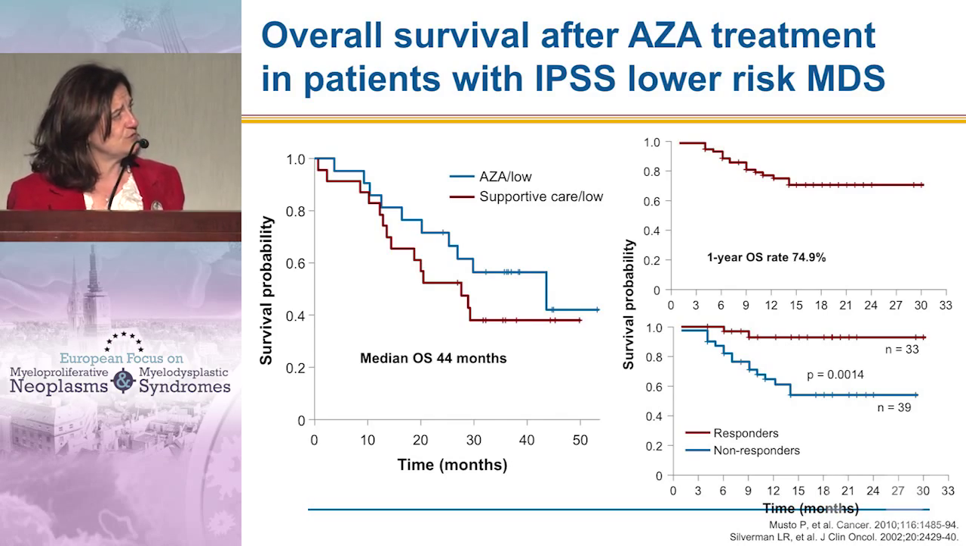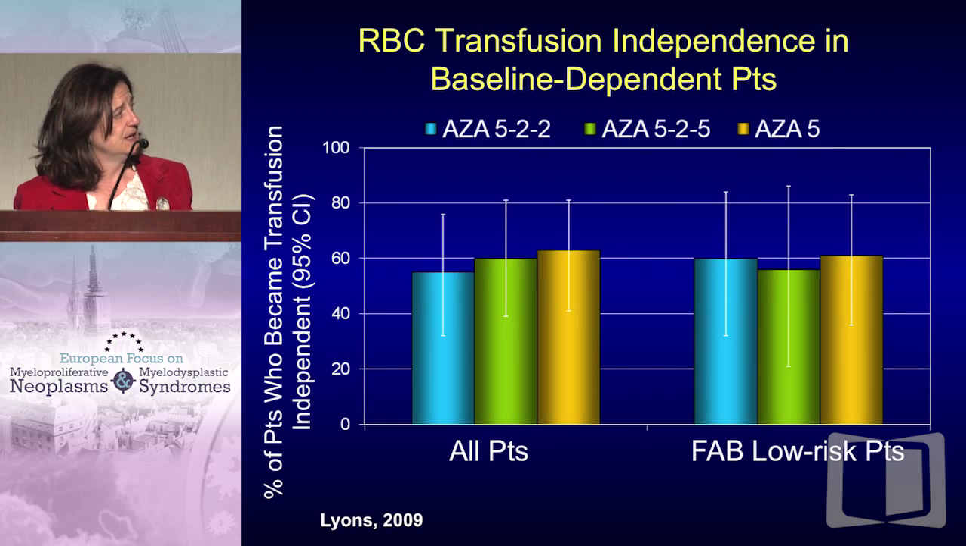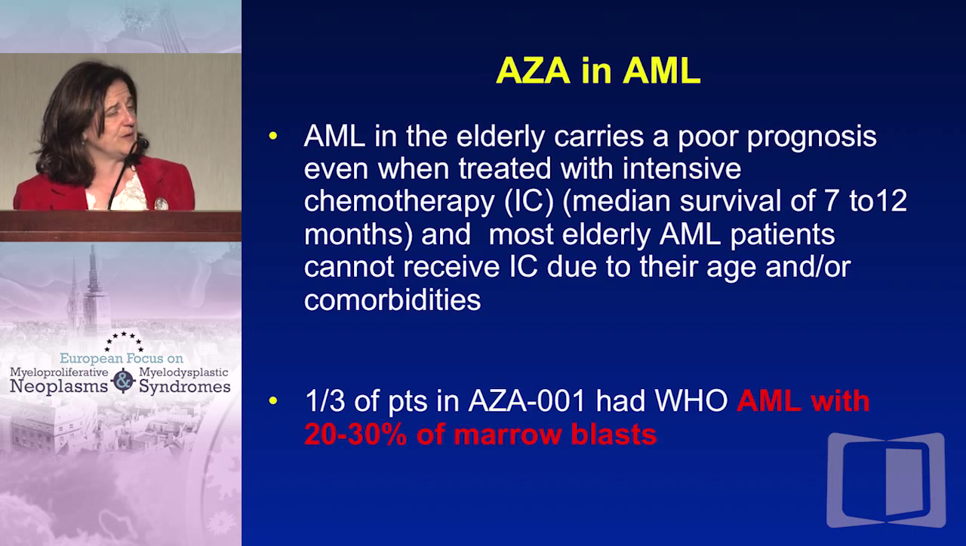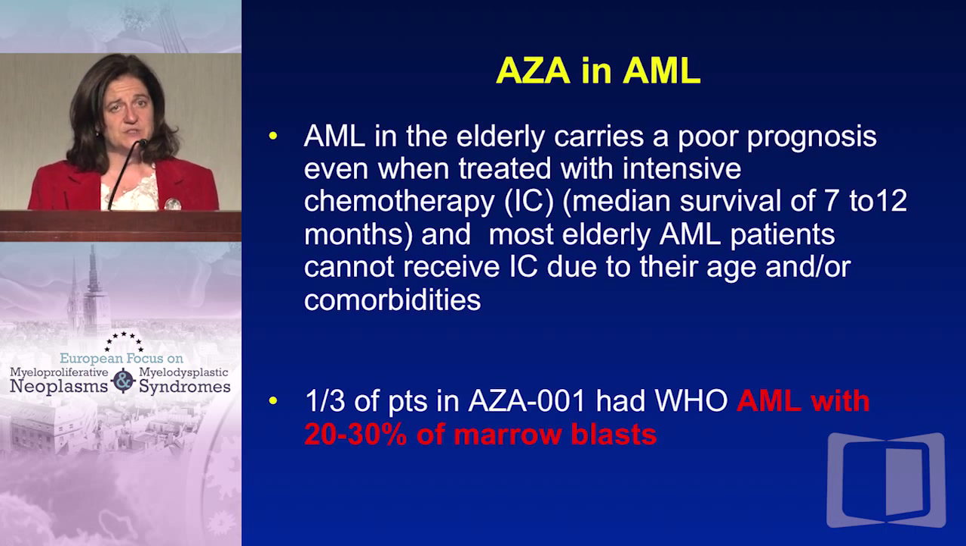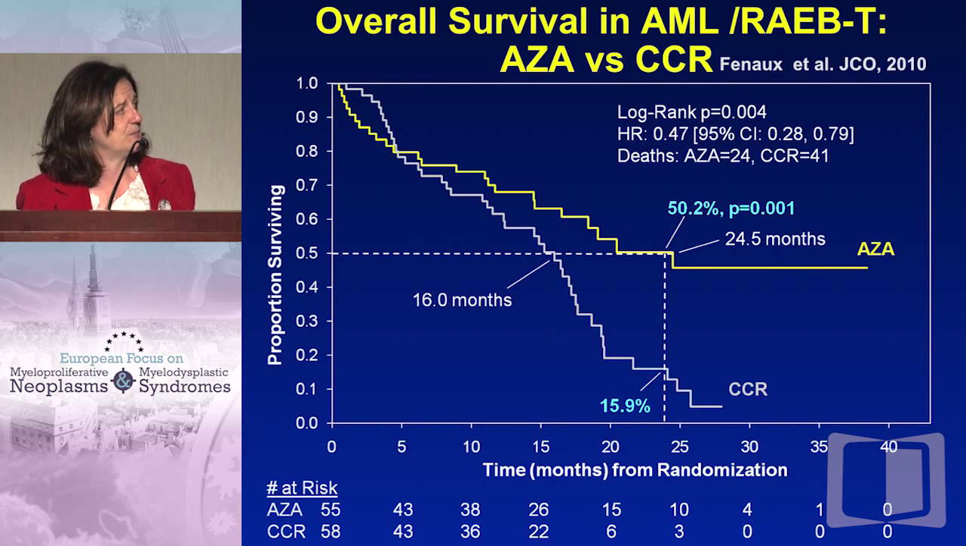And of course, overall survival was also prolonged by this treatment, as well as transfusion independence was achieved in patients. This is the American study, one of the first, and you see that around 60% of patients respond. Last but not least, what about the patients who are WHO AML, that is with 20 to 30% of marrow blasts?